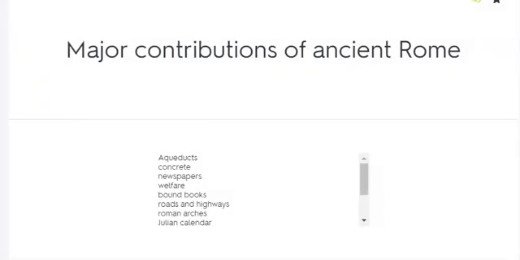Major contributions of ancient Rome. Aqueducts, concrete, newspapers, bound books, roads and highways, Roman arches, Julian calendar, innocent until proven guilty, the basis of all justice systems, Roman law, battlefield surgery, Latin language alphabet.